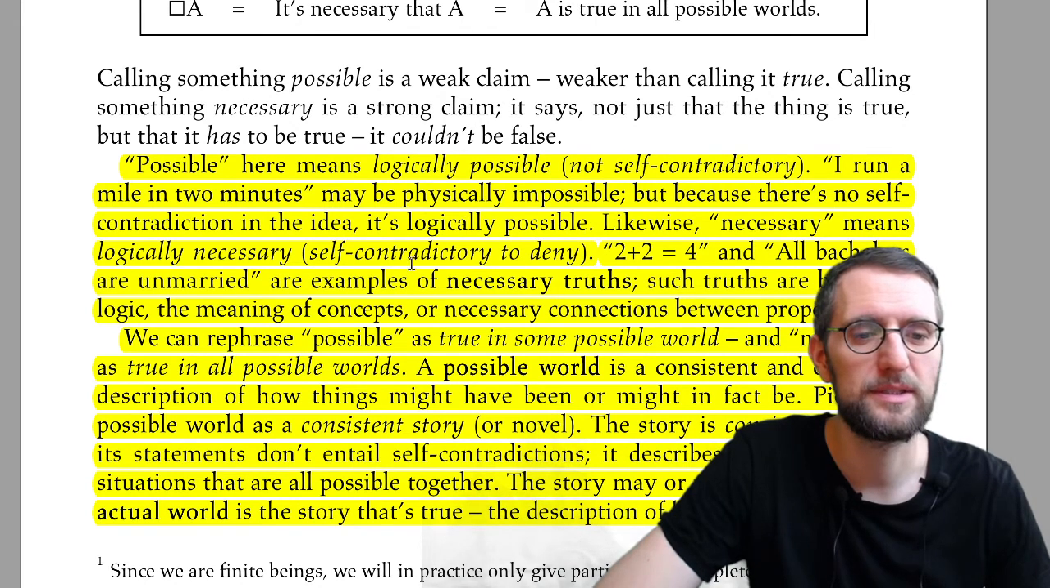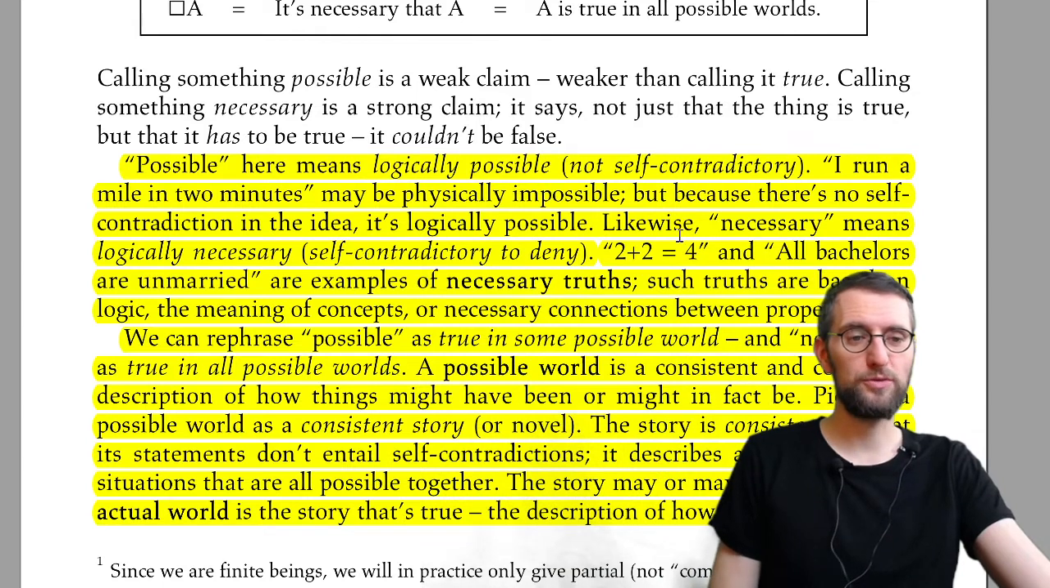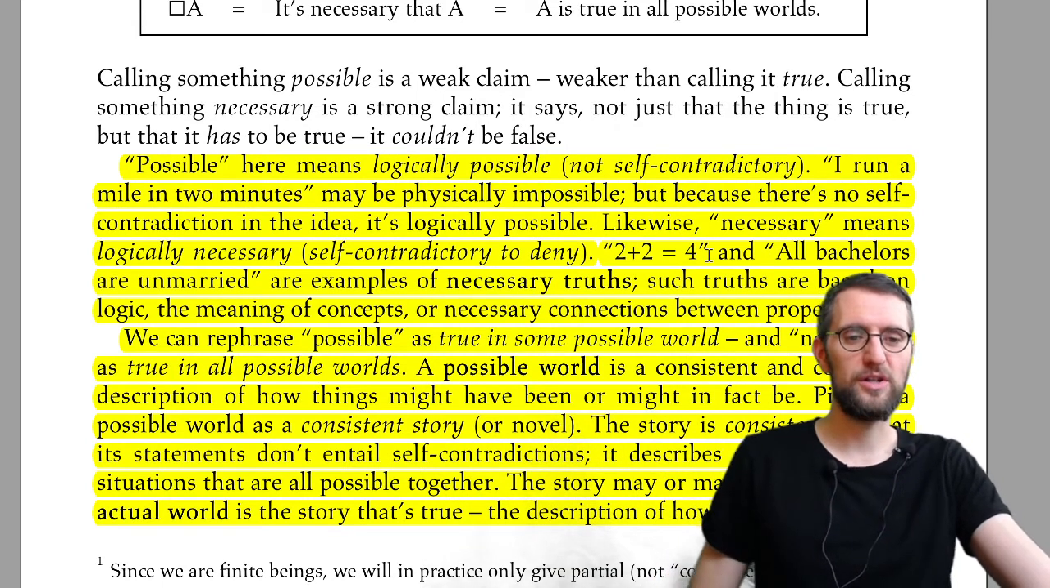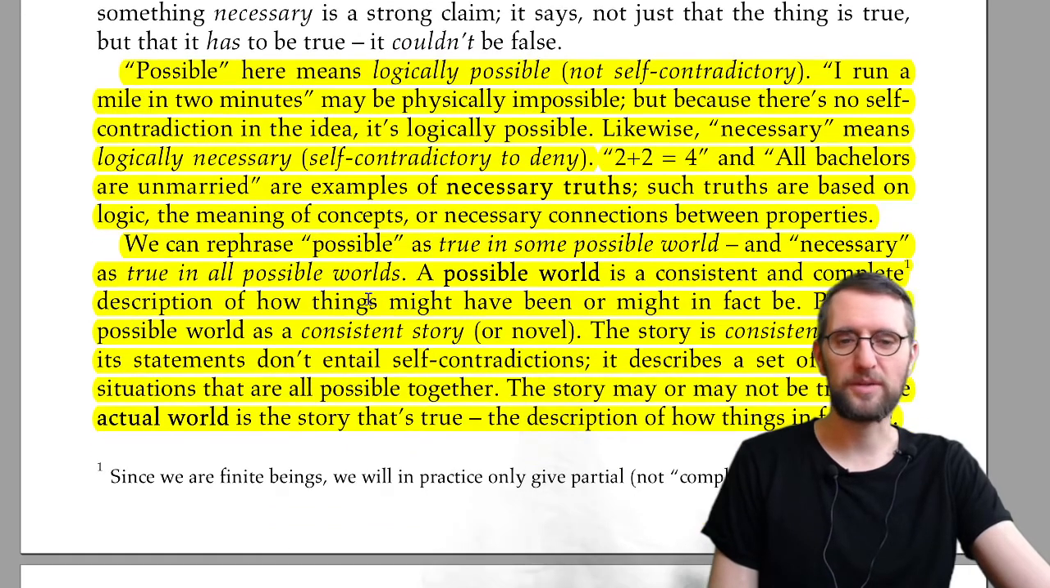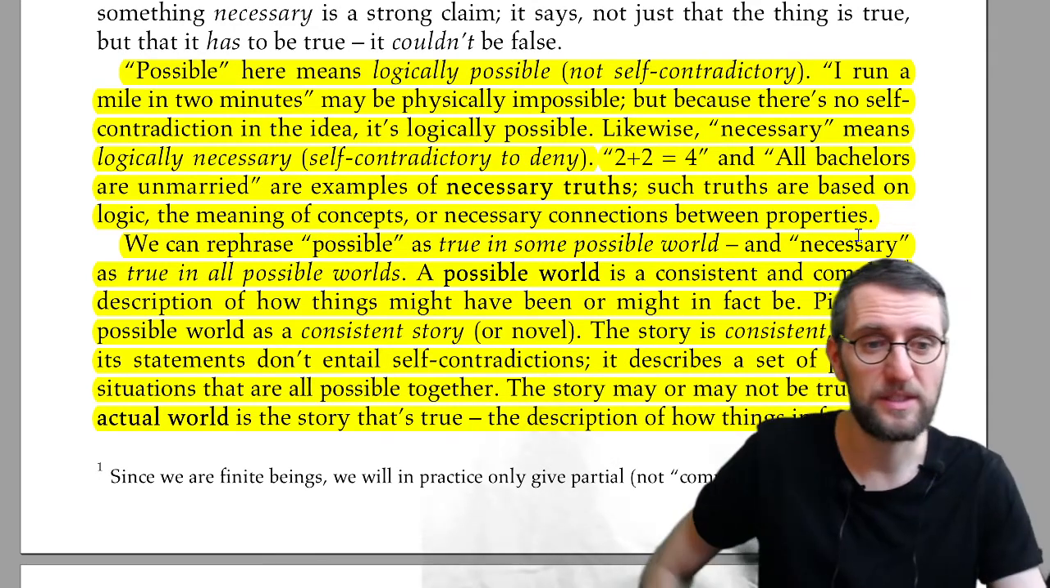And then we have 2 + 2 = 4. Wait 1 second. Did I catch everything? Likewise, necessary means logically necessary. Self-contradictory to deny. 2 + 2 = 4, and that cannot be denied. All bachelors are unmarried men. Unmarried men are examples of necessary truth. Such truths are based on logic. Okay, that's clear. We can rephrase possible as true in some possible world and necessary as true in all possible worlds.